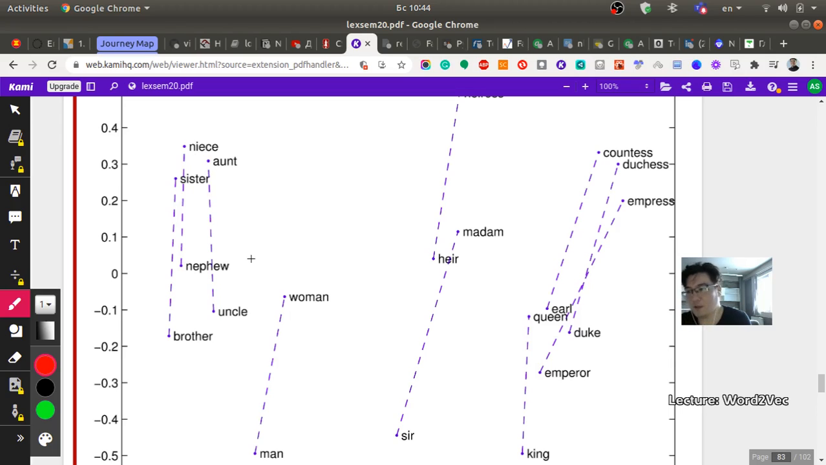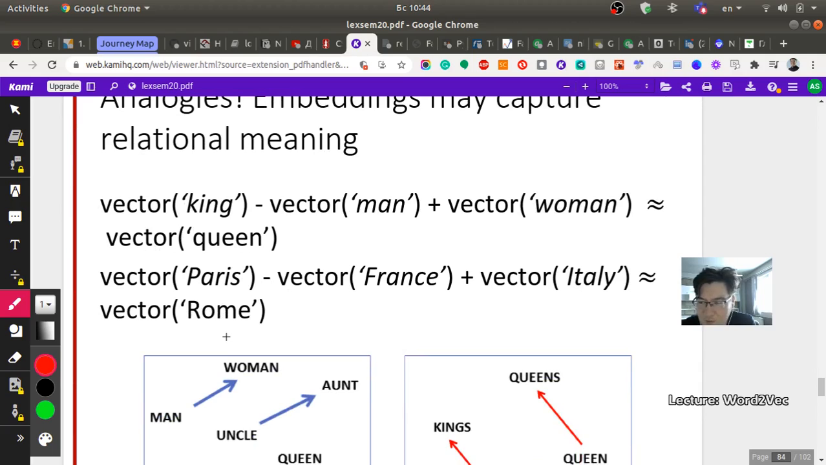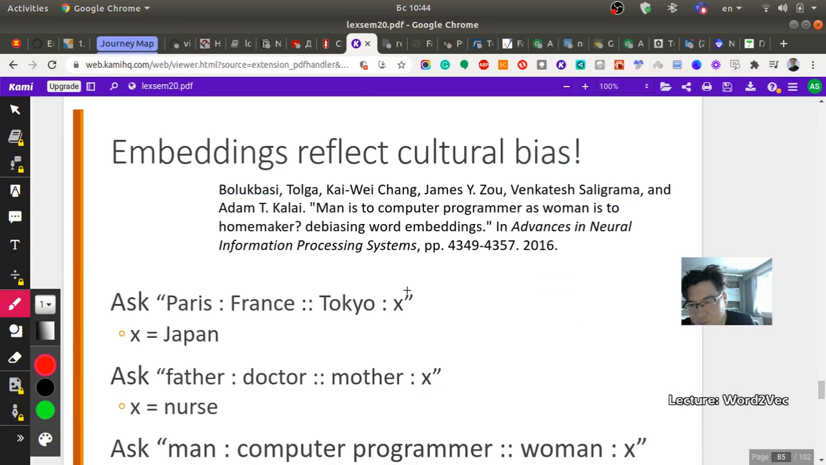So this Word2Vec algorithm actually found out that words have some meanings, and for example, we can consider that woman is to aunt as man is to uncle. So this was a very significant change. You can use Paris minus France plus Italy, and it gives Rome.